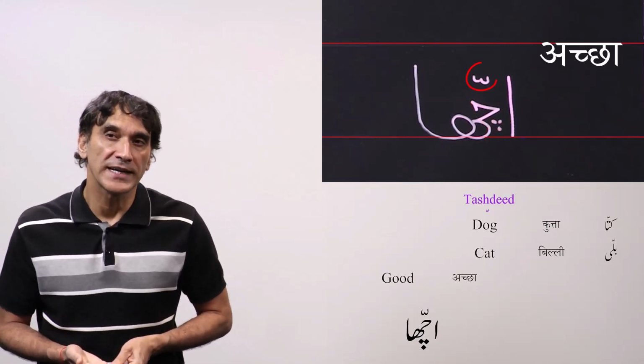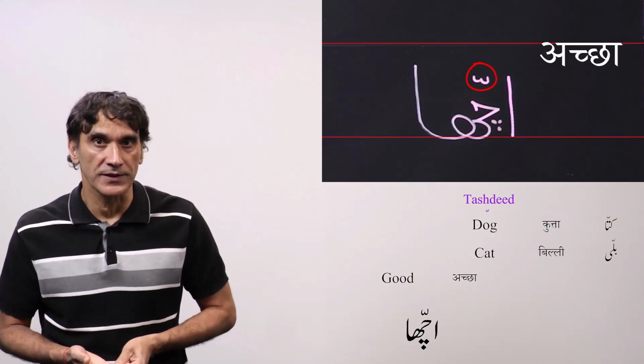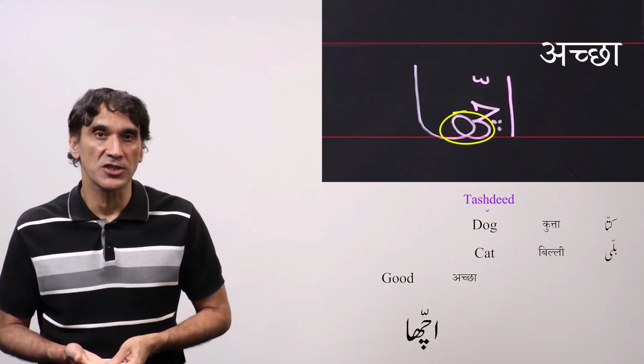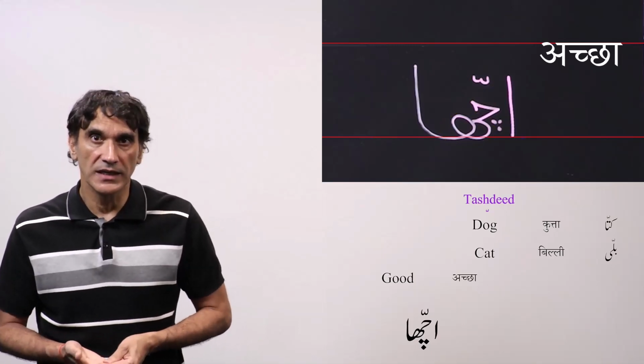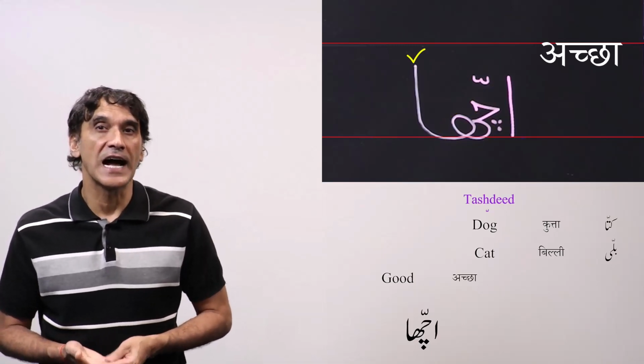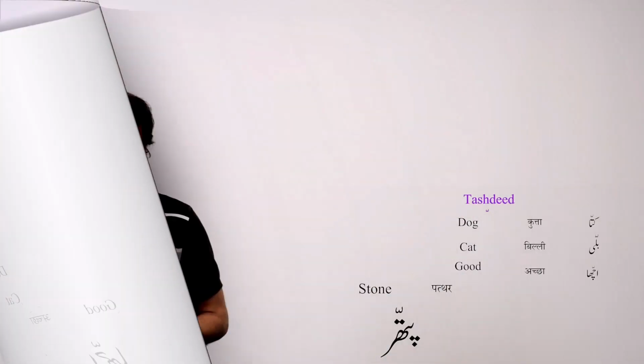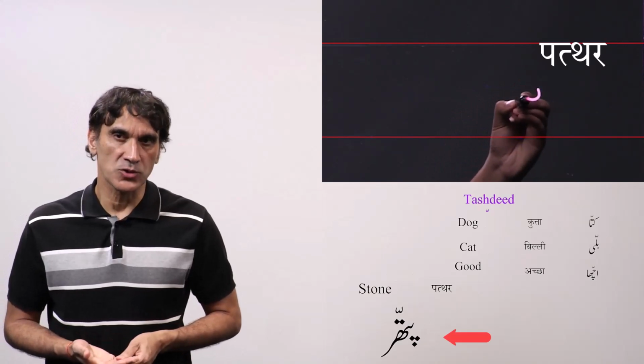Since che is reduplicated, Tashdeed will be added on top of it. The next letter is do chashmi he, which aspirates the ch sound and makes it chh. The final letter is alif, which adds a matra to chh. So a-chha, acha.